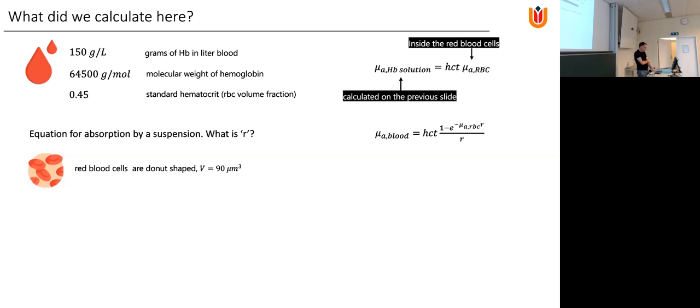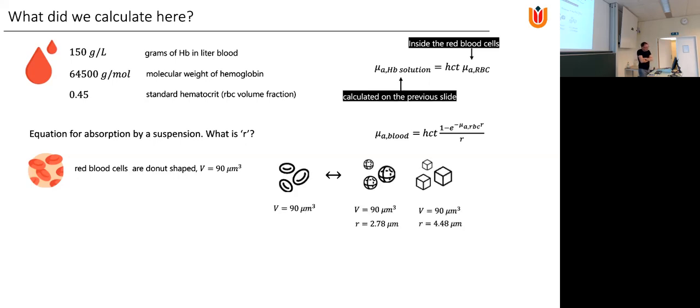So now we can do a couple of things. What is R? That's the question. So we can treat them as spheres with an equal volume that will give you a radius of about 2.8 micrometer. We could treat them as cubes, which would give a size of the cube of about 5 micron. And of course, depending on what you pick, you will get some different answers. So that's a little bit the tricky part.